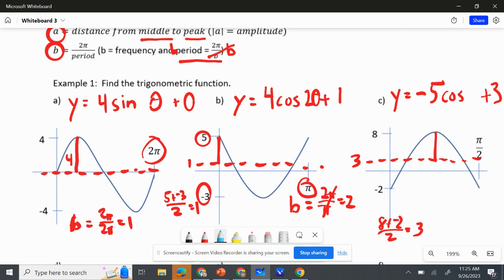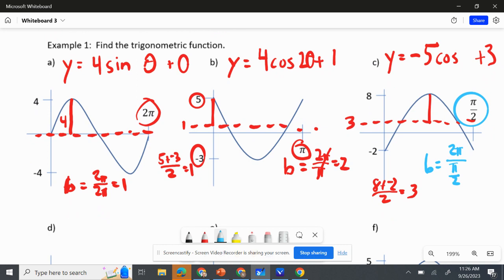And then when I'm looking for my B value, I see that the period is pi over 2. So in order to find my B value, it's 2 pi divided by pi over 2. Keep, change, flip. I'm going to keep the 2 pi the same. I'm going to multiply by the reciprocal, which is 2 over pi. Pi's cancel. 2 times 2 is 4, so that would be 4 theta. Pause the video and try the next 3 on your own.